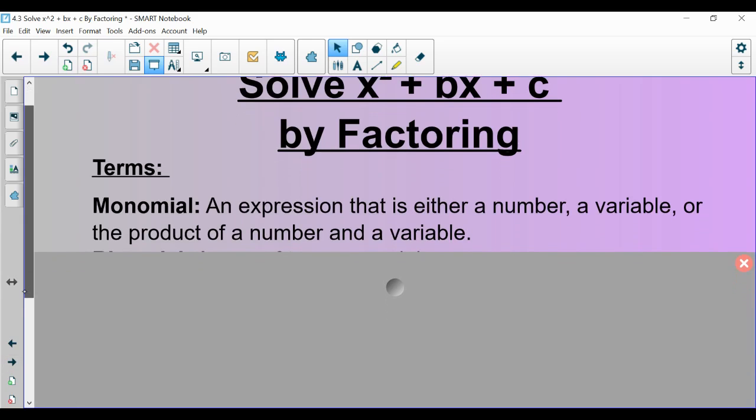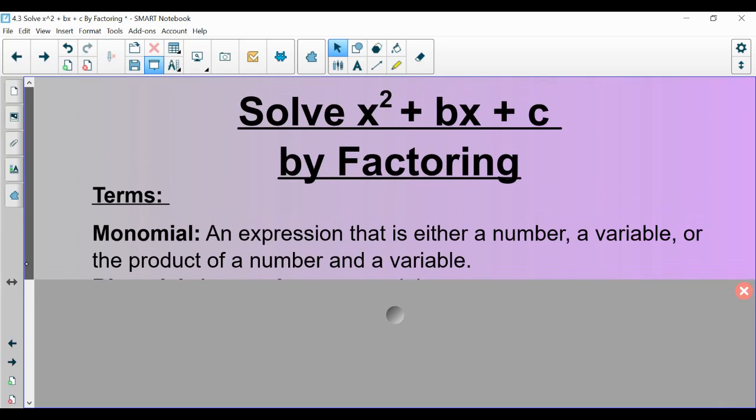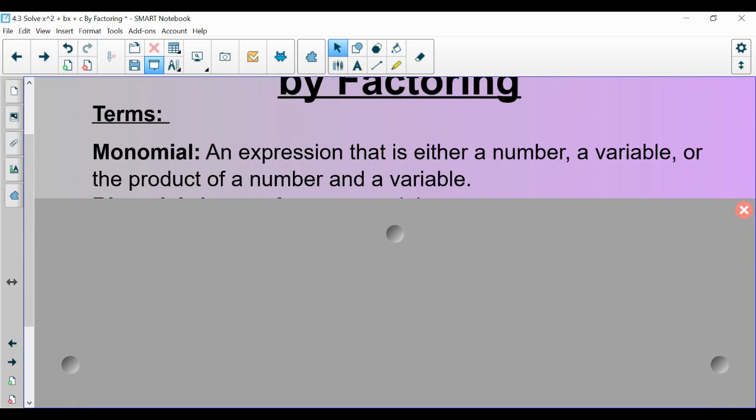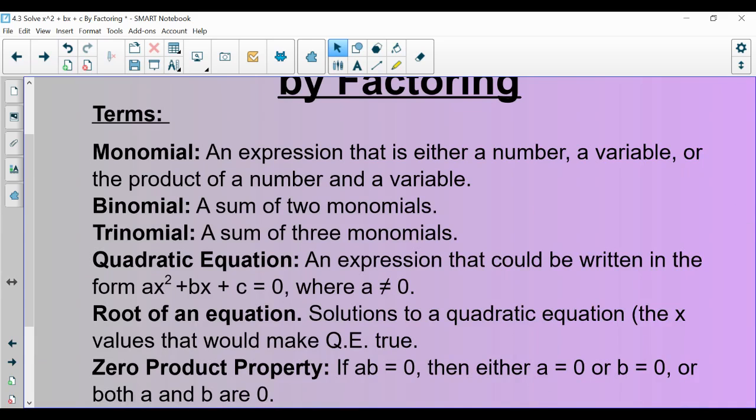We're going to have a bunch of terms here, and you guys are going to bear with me in understanding these. First up, we have a monomial. A monomial is an expression that is either a number, something like 3, a variable, something like x, or the product of a number and a variable, something like 3x. Those would all be considered monomials, 3 or x or 3x, or even something like 3x squared would be a monomial. The product of a number and a variable.